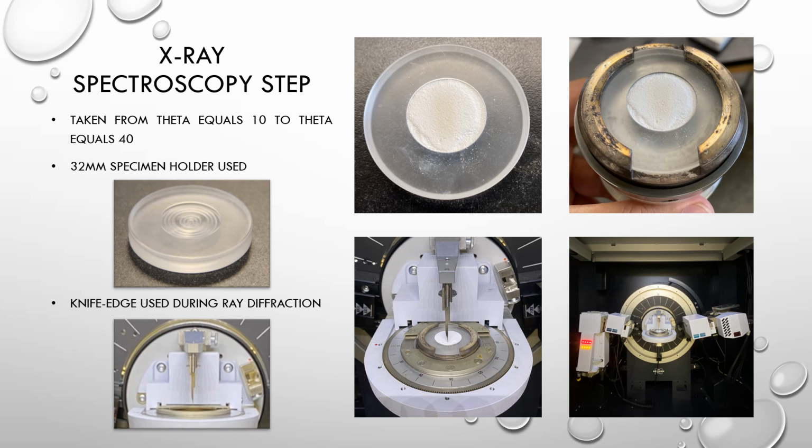For this, the diffractometer was set to take measurements at an angle ranging from theta equals 10 degrees to theta equals 40 degrees. First, about 1 gram of the powder was put into a 32 millimeter specimen holder. Then, the holder was placed into a spring lock and into the diffractometer. After that, a knife edge was placed around 2 millimeters away from the surface of the powder to have clearer peaks in the data, and the process was started, taking about 30 minutes to complete.